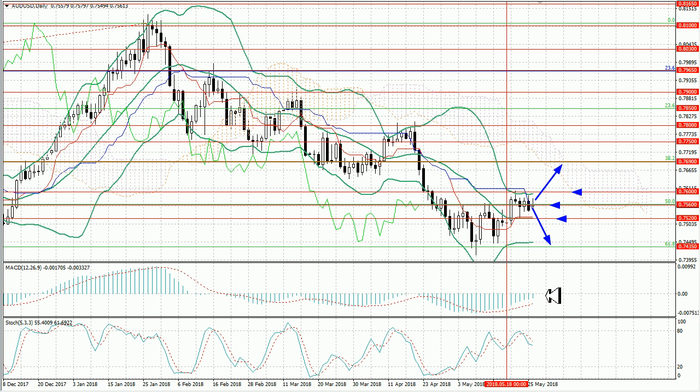MACD histogram is decreasing in the negative zone, stochastic is directed downwards. Fundamental events of the week include the publication of data on manufacturing PMI in Australia. Generally, to enter the market, it is better to wait for the breakout of the level of 0.76 or the breakdown of the level of 0.7520.